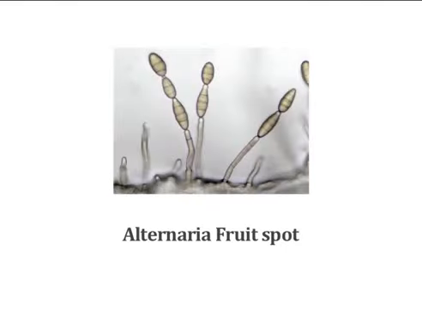Next important disease is Alternaria fruit spot. Small reddish brown circular spots appear on the fruits. As the disease advances, these spots coalesce to form larger patches and the fruits start rotting. The infected fruits become pale and unfit for consumption.